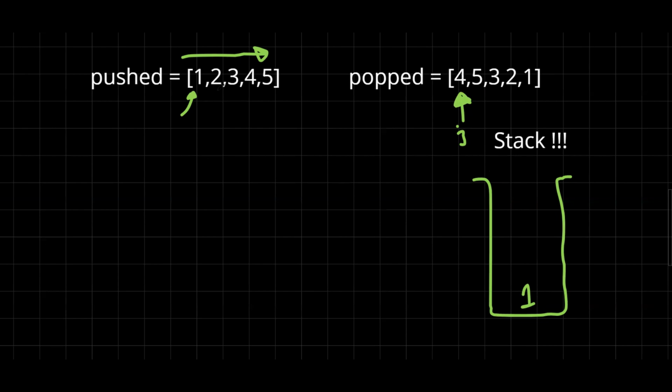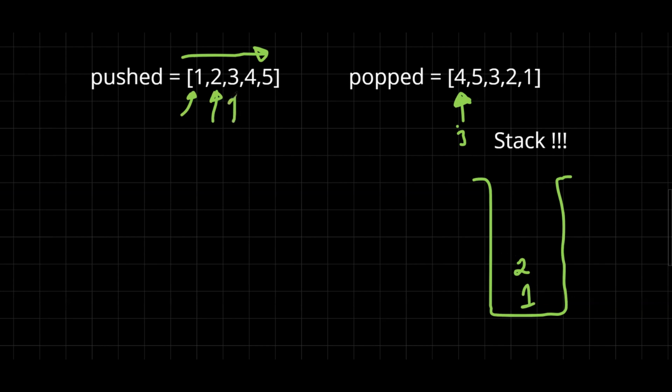Now for this element 2, again we have to insert it into the stack. And we have to check whether this element 2 is equal to the current pointer value j. So here we can see that this 2 is not equal to the 4. So we don't have to do anything here.